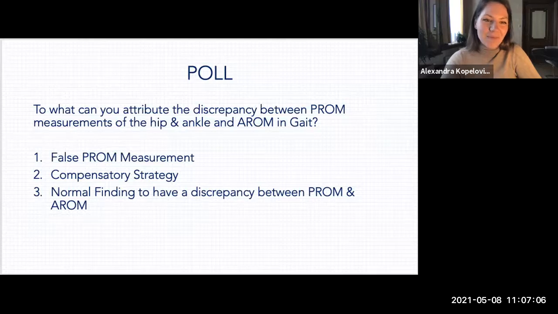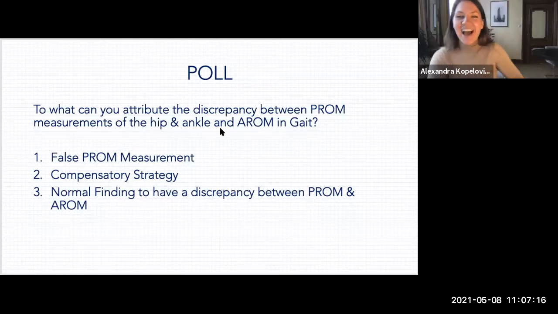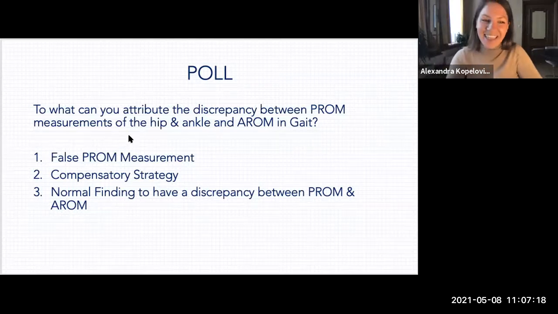All righty. So the correct answer is compensatory strategy, and 83% of you got it right. And that is absolutely correct. Sometimes, yes, we make mistakes, but in this case, I didn't make a mistake for false passive range of motion measurements. So yes, this is a compensatory strategy. And let me just close this off and tell you why.